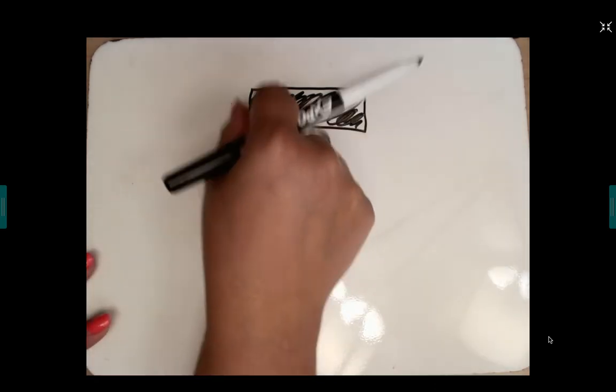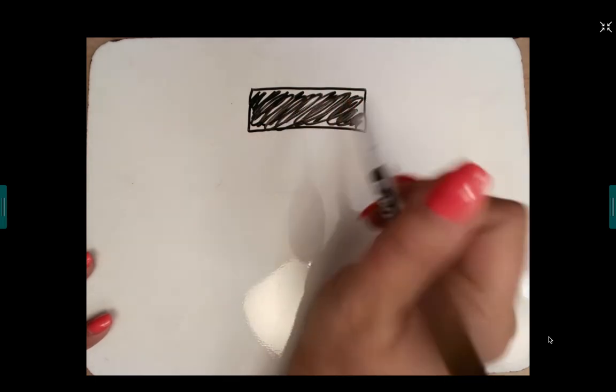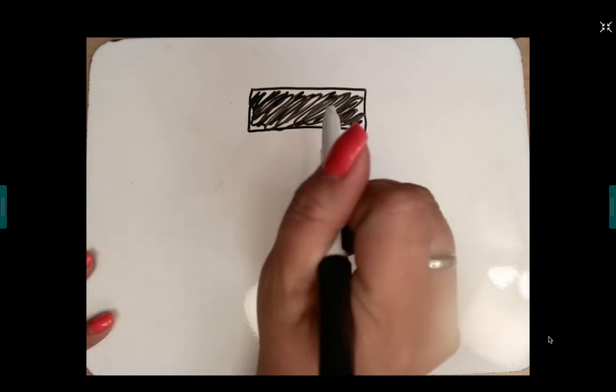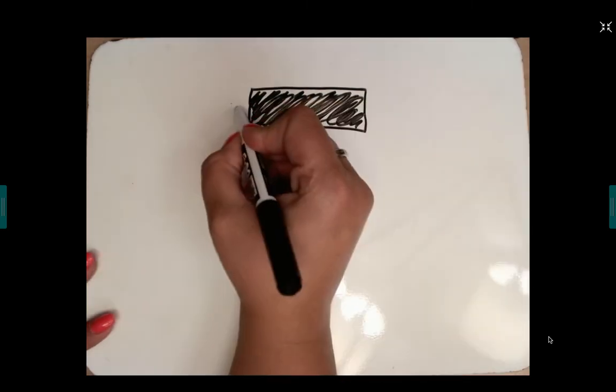When you were in first grade, what you would do in second grade is you would take something like Unifix cubes and you would find out how many Unifix cubes fit inside this rectangle. Now in third grade, we use a formula for area.